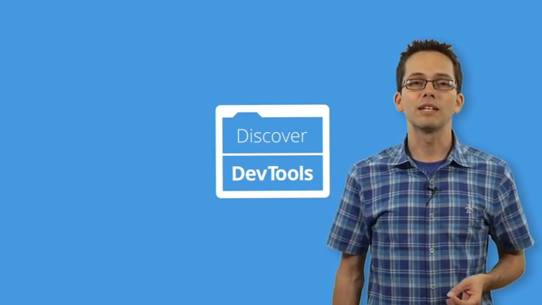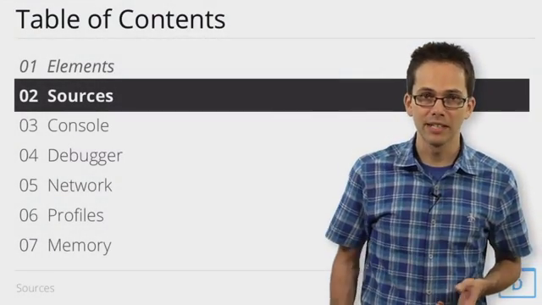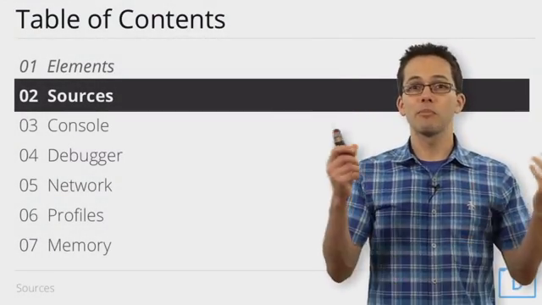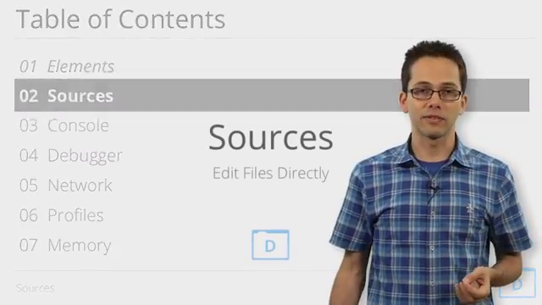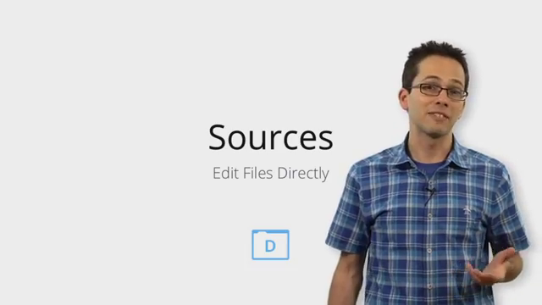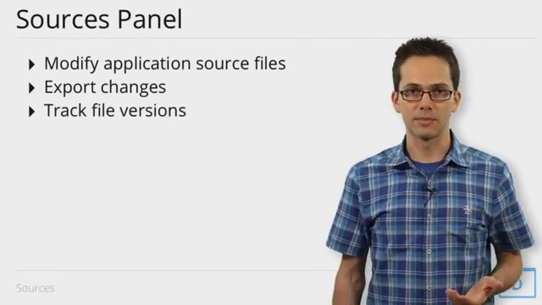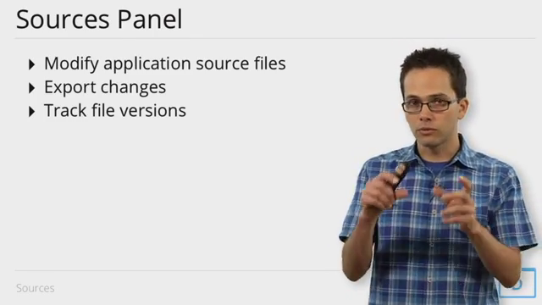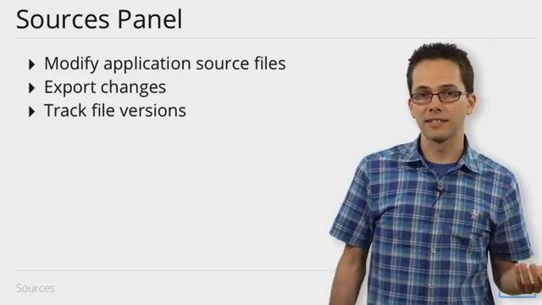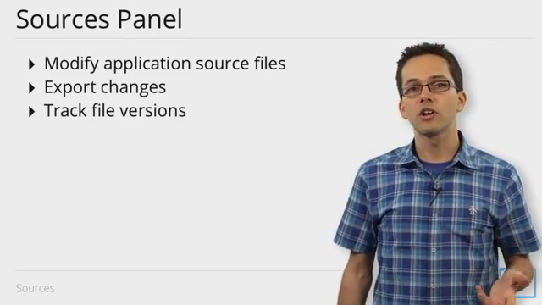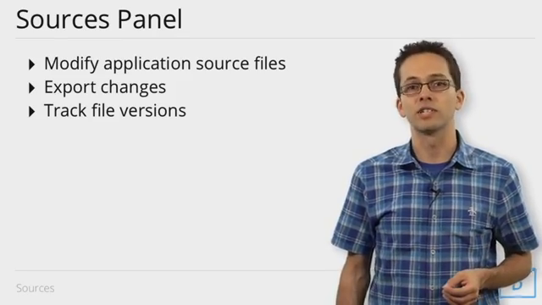All the changes we've been making to our web pages using the Elements panel have been temporary, meaning as soon as we refresh our page, boom, all of our changes are gone. If we really want to make modifications to our web page, well, we have to make changes to the source files. This is where the Sources panel comes in. You can edit your file right there in the web page. It kind of looks like an editor. You can export that to disk when you're done editing, and you can also see a revision history, so you can see all the changes that you've made to the file over time.